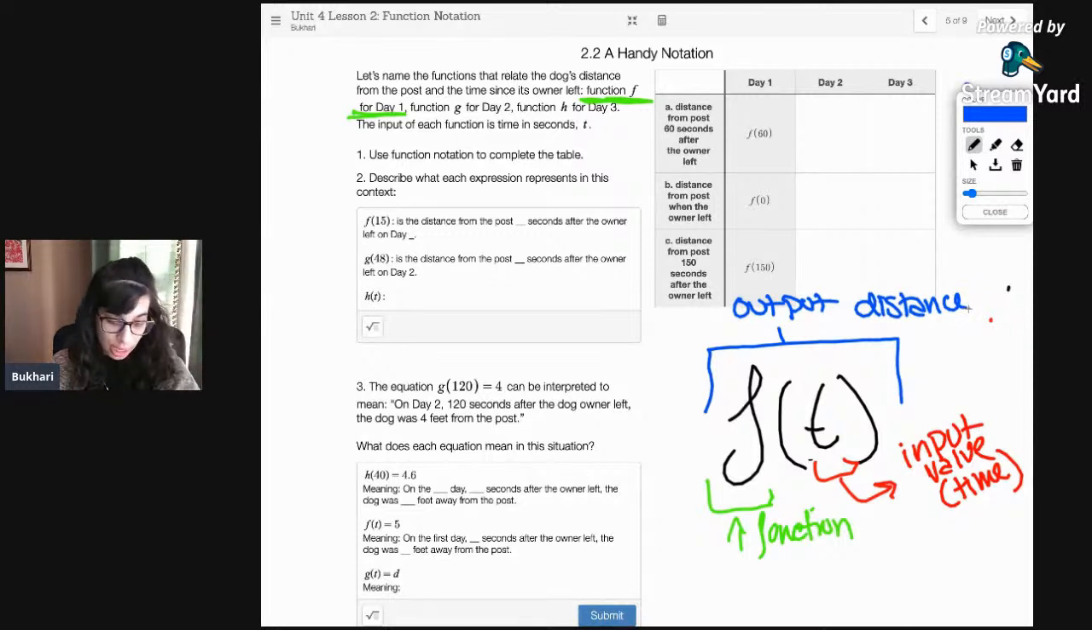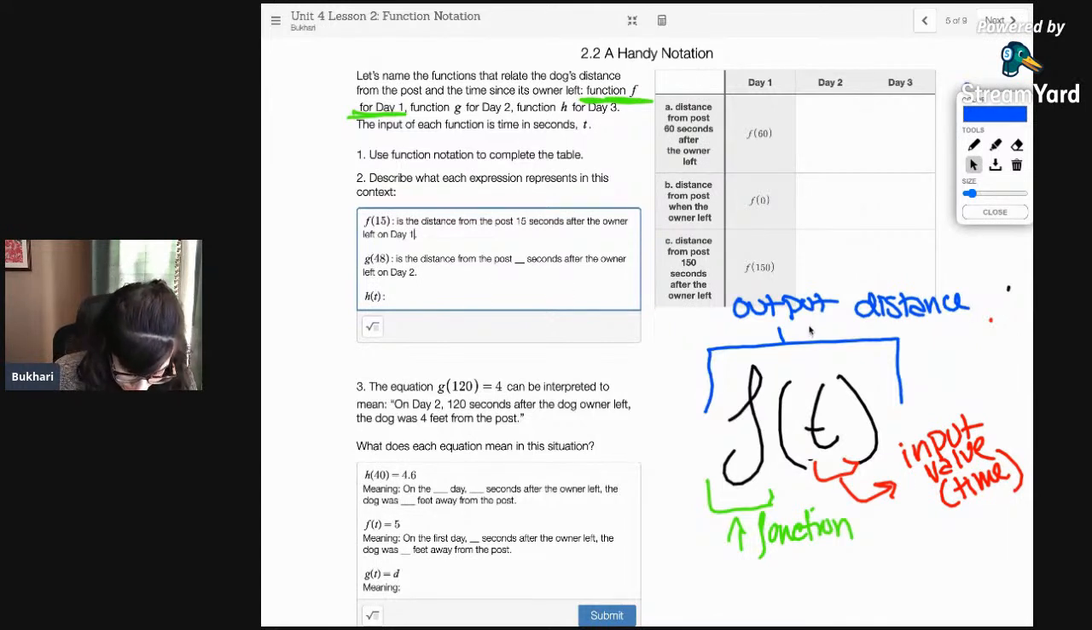And so if I asked you f of 15, 15 here represents my t. So I know that the distance represents 15 seconds because t is my input value after the owner left, and since I know that there is an f here, I know that this is on day 1. And so do the same for g of 48 and h of t. T represents my time, and the whole unit, f of t, is what we call our output.